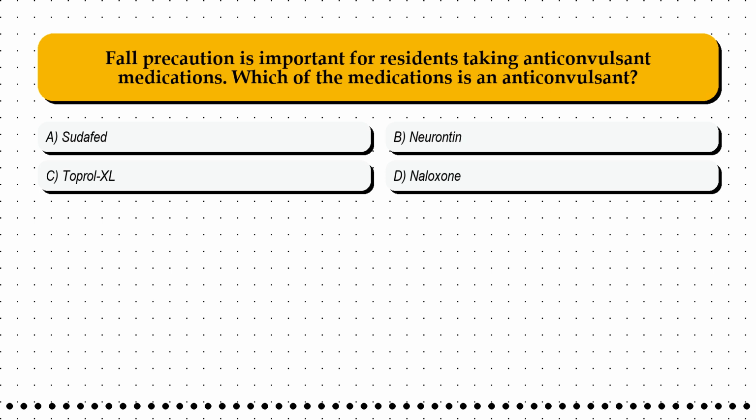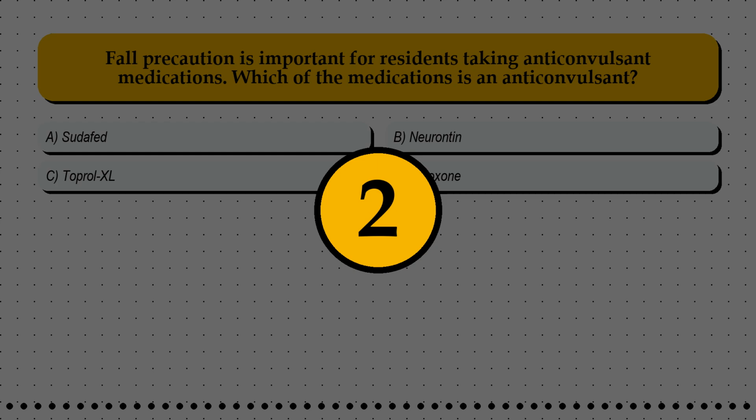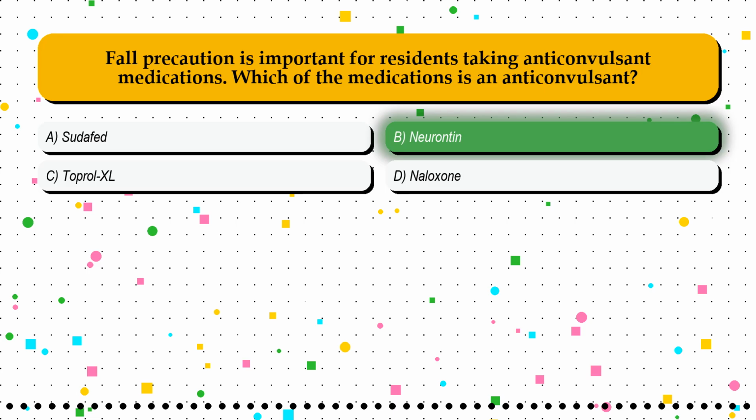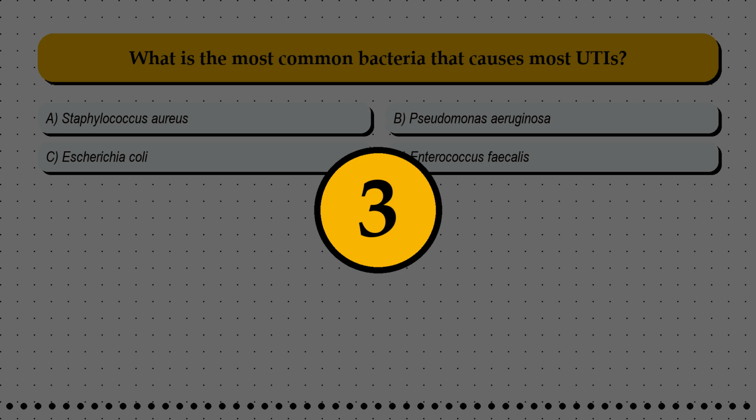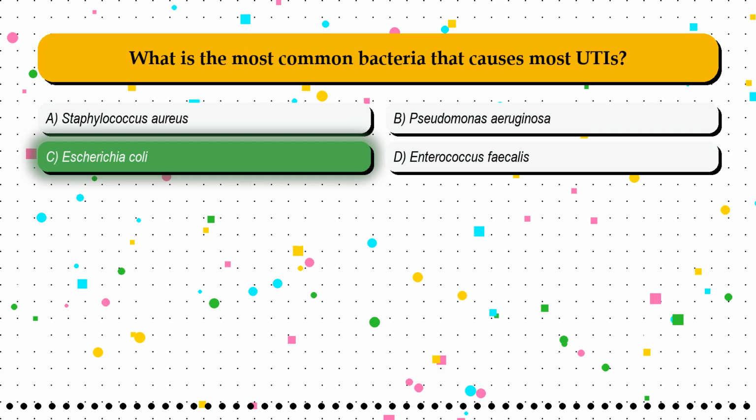Option A, Sudafed. Option B, Neurontin. Option C, Toprol-XL. Option D, Naloxone. The correct answer is option B, Neurontin. Question 288. What is the most common bacteria that causes most UTIs? Option A, Staphylococcus aureus. Option B, Pseudomonas aeruginosa. Option C, Escherichia coli. Option D, Enterococcus faecalis. The correct answer is option C, Escherichia coli.